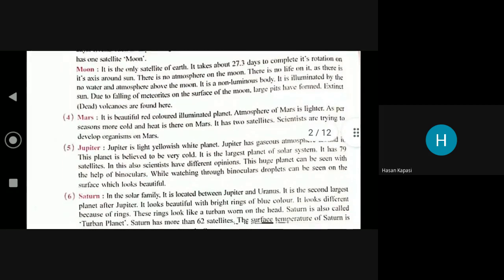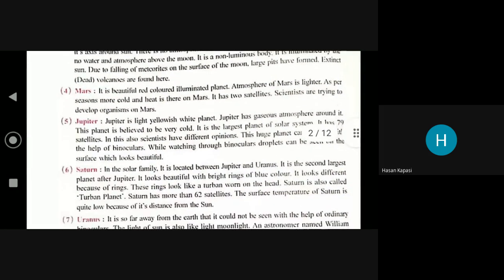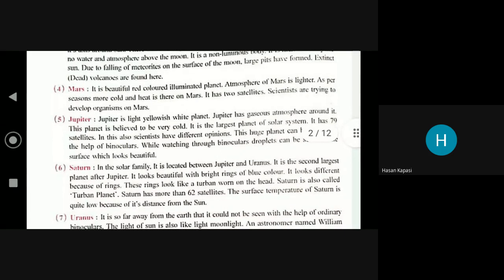Fourth, Mars. It is a beautiful red colored illuminated planet. The atmosphere of Mars is lighter, and as per season, it is cooler and hotter than on Earth. It has two satellites. Scientists are trying to develop organisms on Mars.